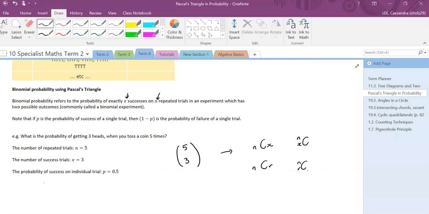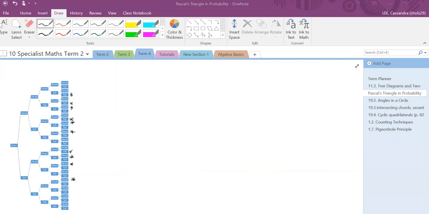So let's have a go. Let's draw up our table, and this is going to be quite a big table. I've zoomed out a little bit here so that you can see everything that's going on. But what I've done is I've created a tree diagram which outlines all of the different possible outcomes of tossing a coin 5 times. And I've highlighted the ones where I've gotten 3 heads in particular.